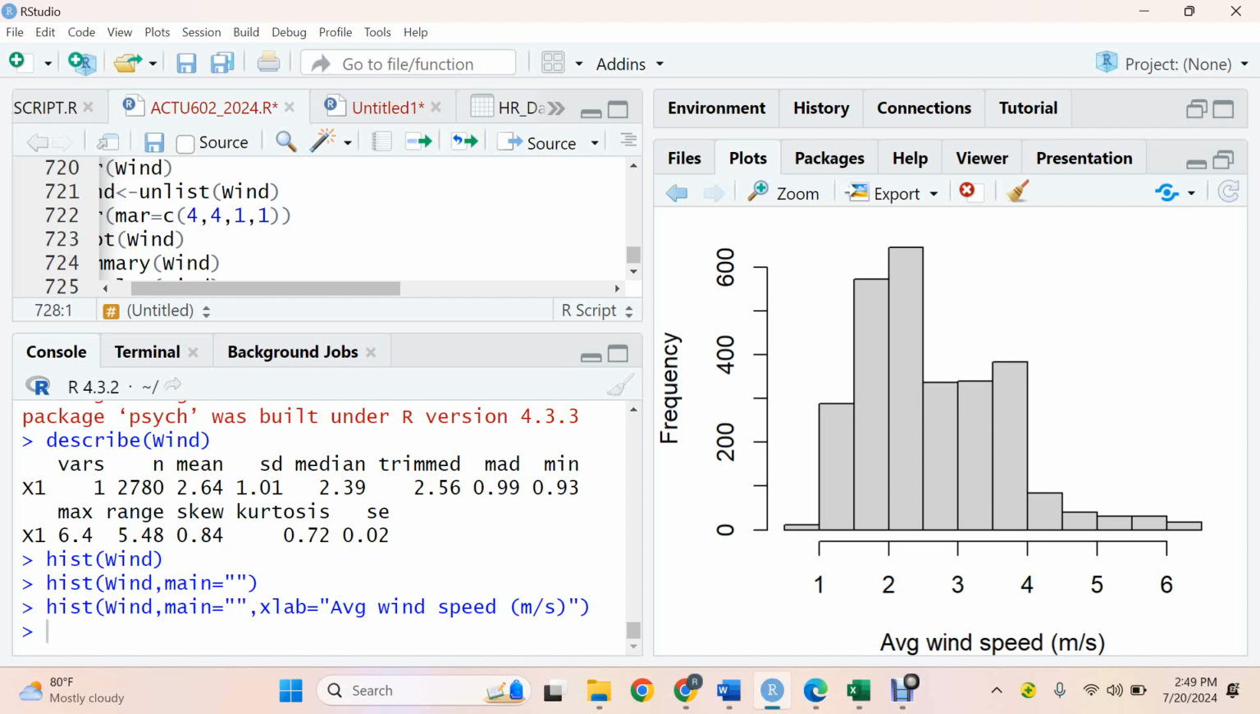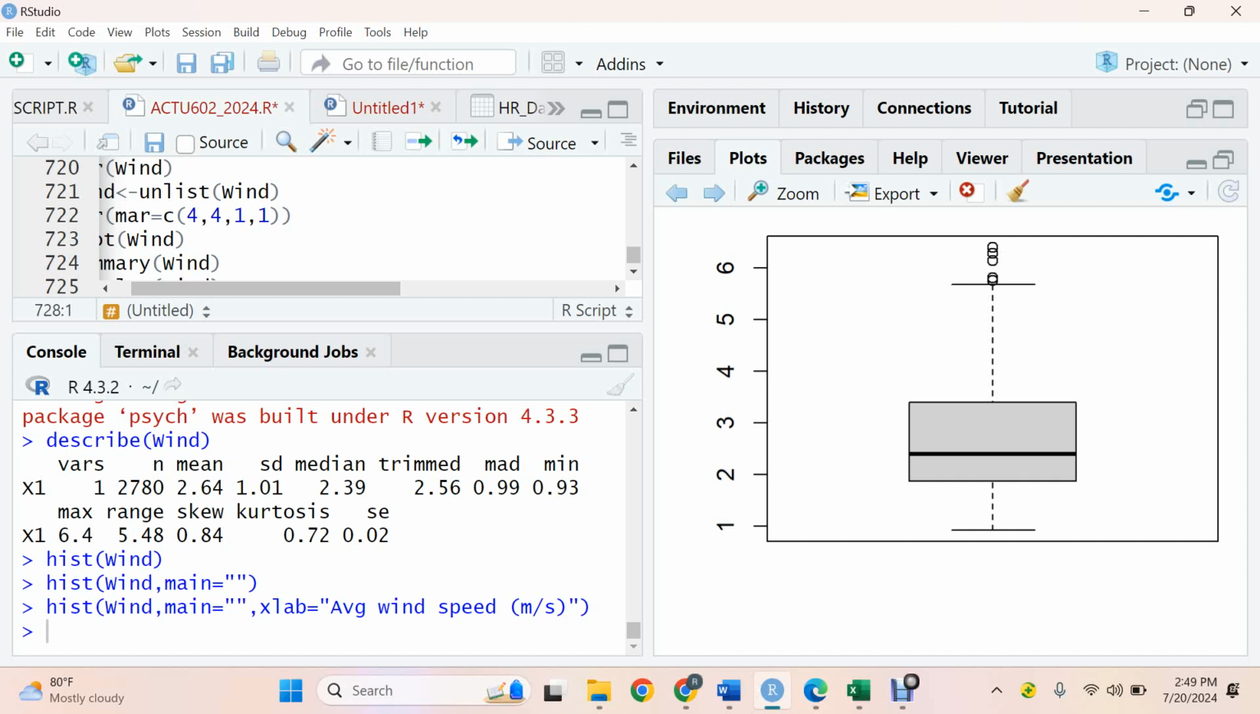But remember that this also has very small frequency. So if it is small frequency, then it's like it's rare. But its proximity to the other values will determine whether it is an outlier or not. So in this case, it's quite close to the other value. So that's why when you come to the box plot, you don't see any outlier at the bottom part.